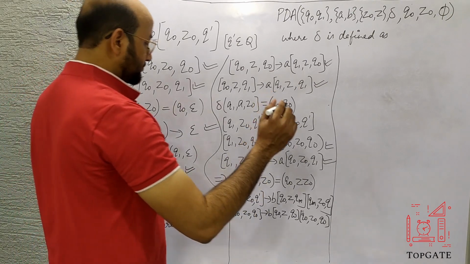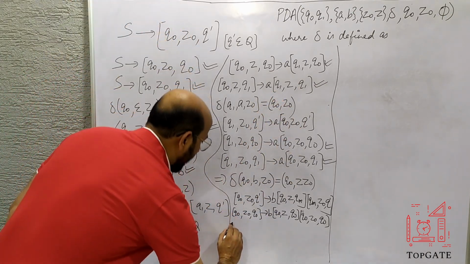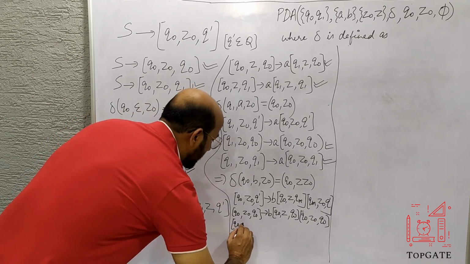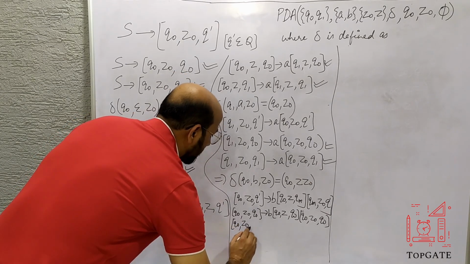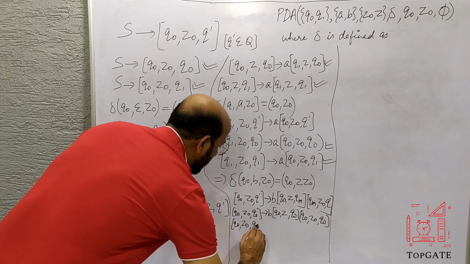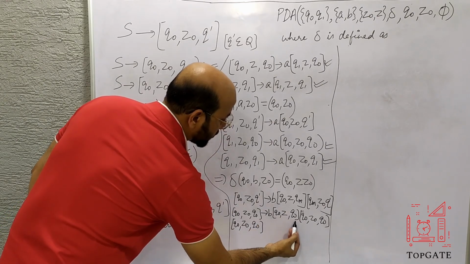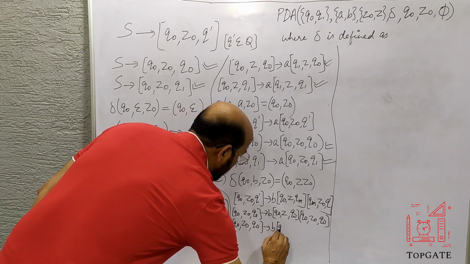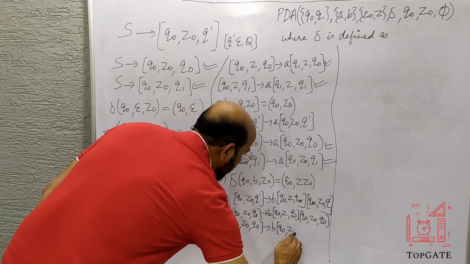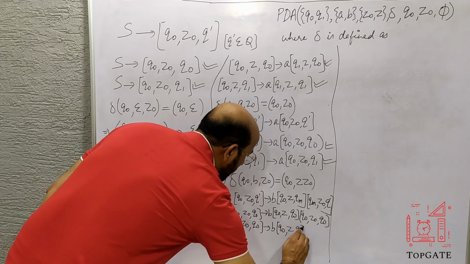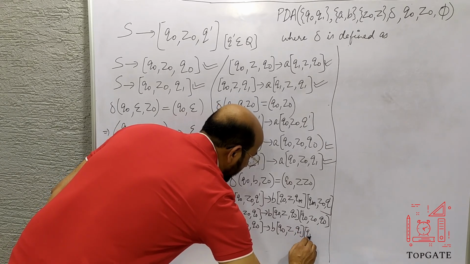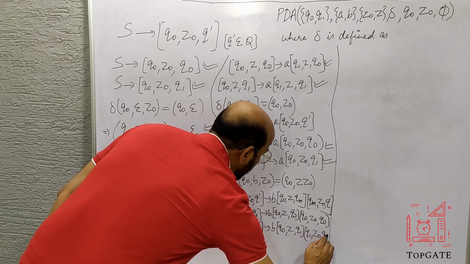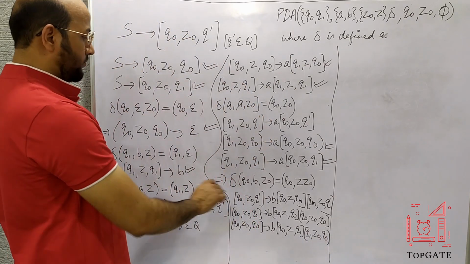Now the next one, I'll write it as (Q0, Z0, Q0). Why? Because this time I'll take it as Q1. Q1 gives B (Q0, Z, Q1), again (Q1, Z0, ...) this one is the same, that is Q0. Okay, so we are done with this one.